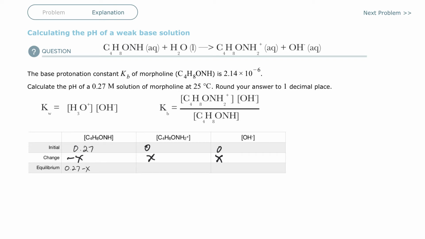And then this guy is just going to be 0 plus X, so it's going to be X. And this guy is going to be 0 plus X, so this is X. Right? So now I need to know what X is.